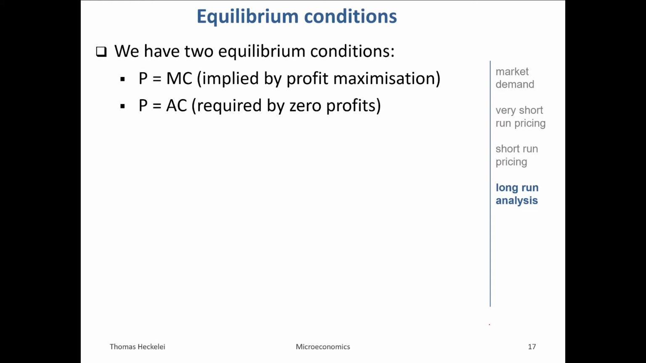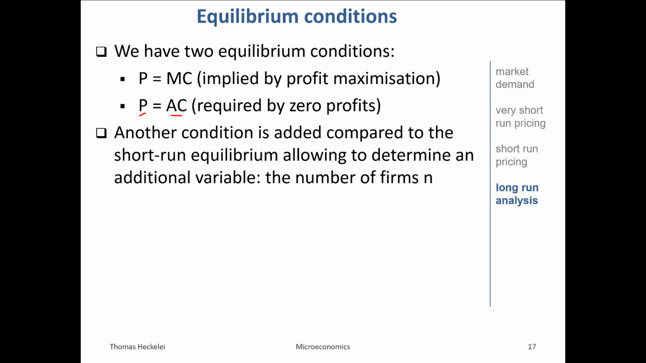However, because we said that profit at the long run equilibrium must be zero, another condition is needed, which is price equals the long run average cost. Then a third condition, because we were talking about the firm now, so we would also be interested in knowing the number of firms, usually denoted as N, at the long run equilibrium.